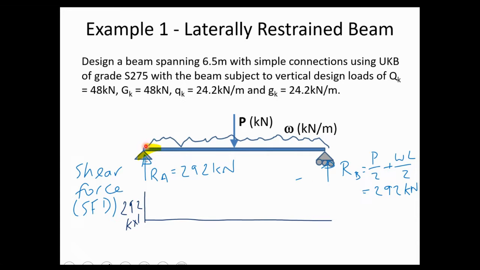As I start to go along the beam, checking to see if I have any load, I see load straight away, which is the omega kilonewtons per meter. So every meter I go along, there's a load of omega kilonewtons pushing down. We'll write up the numbers we had: P was 136 kilonewtons, and omega was 69 kilonewtons per meter. Okay, so we have 292 here.